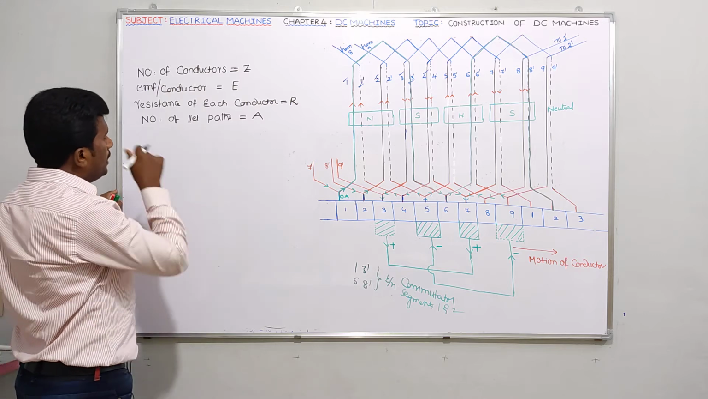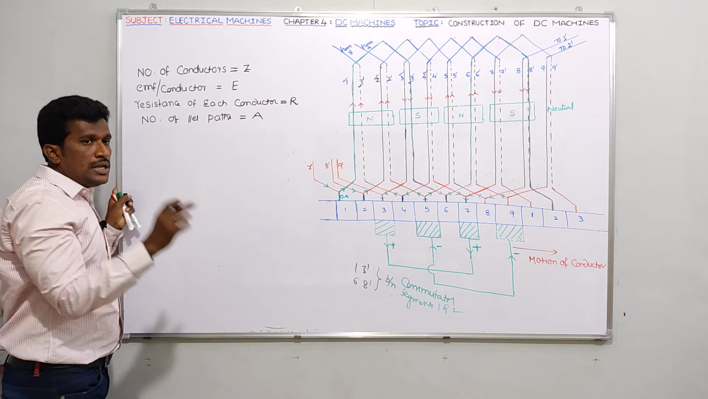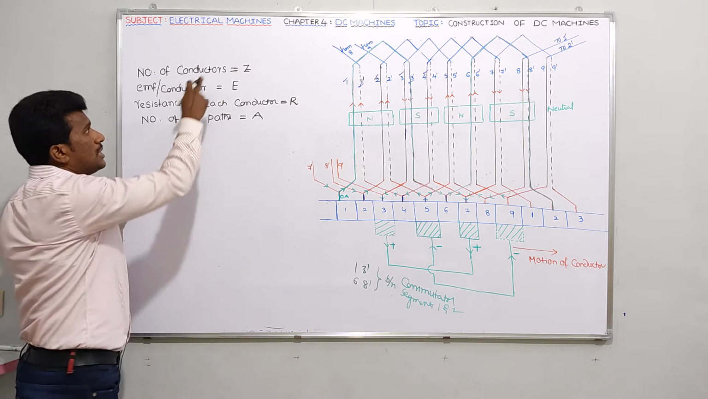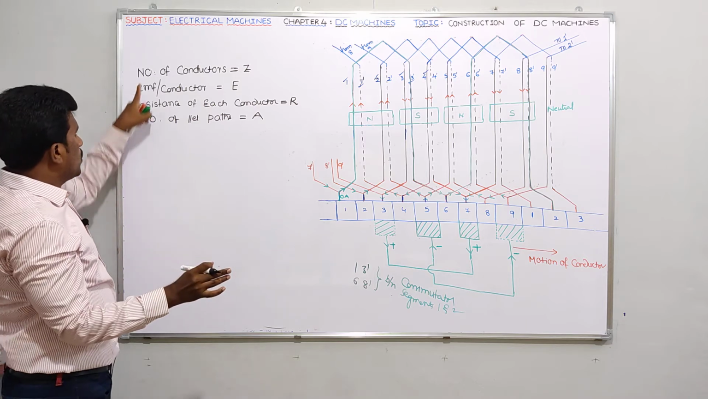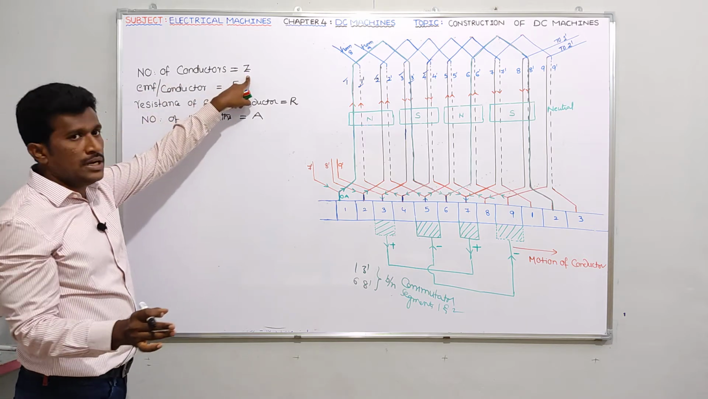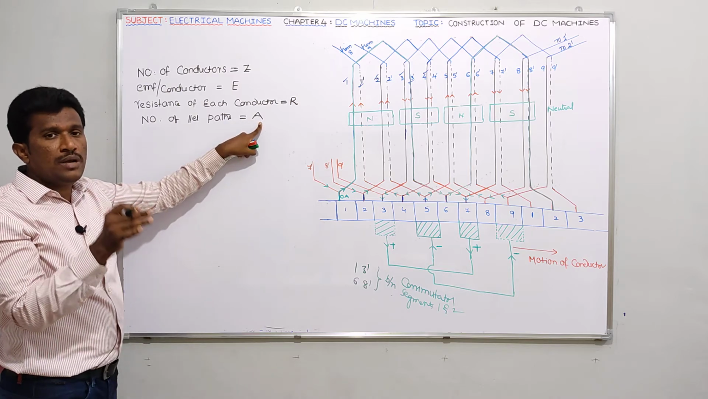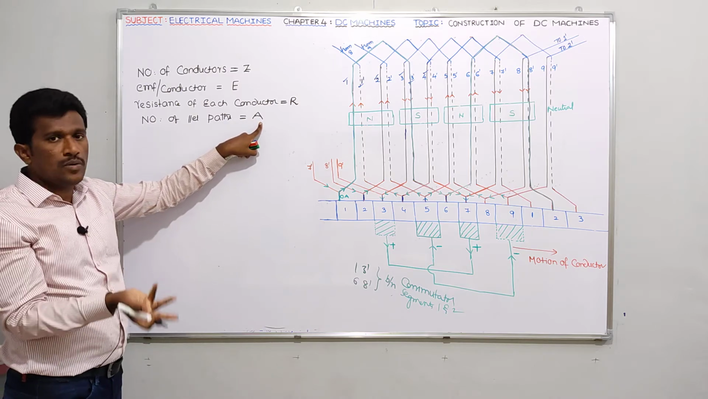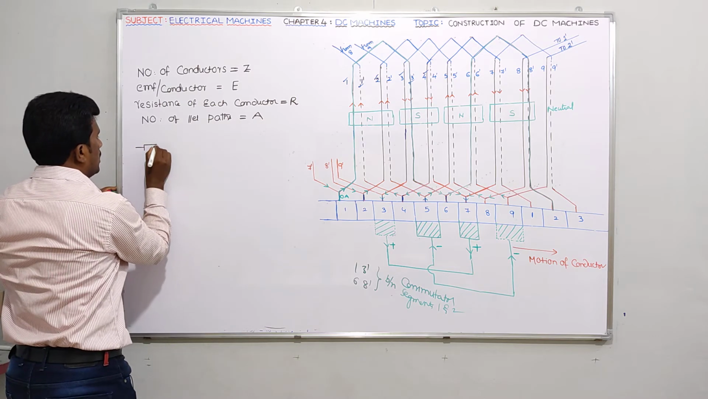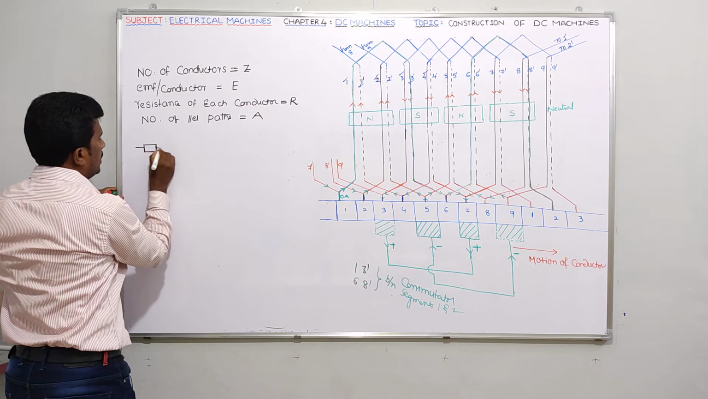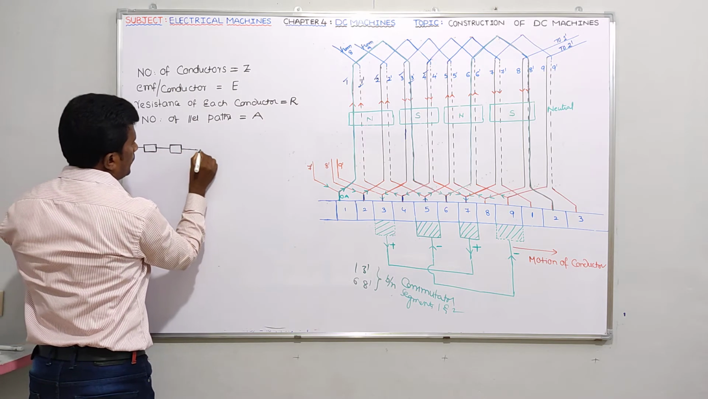So guys, now tell me, if I have a total number of parallel paths A, in each parallel path how many conductors can I place? Z by A. Please try to understand. Total number of conductors is Z, number of parallel paths is A, so in each parallel path it is Z by A only. Is it clear? Let me take conductor number 1 here, conductor number 2 here, and so on.